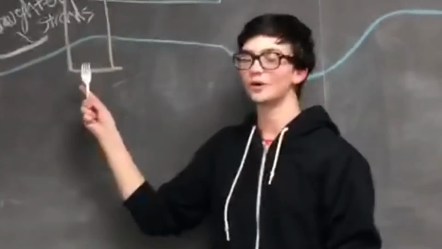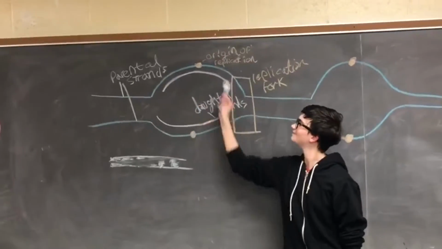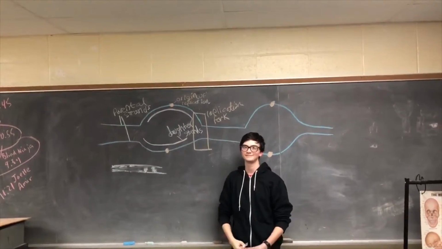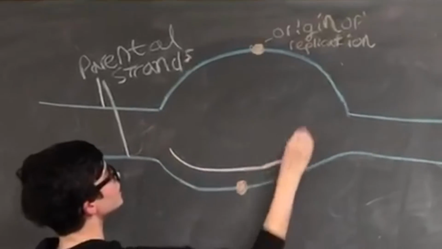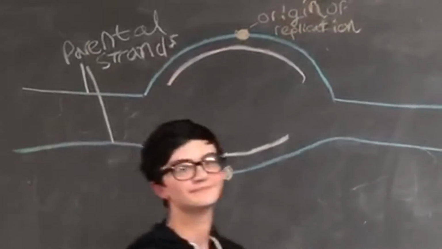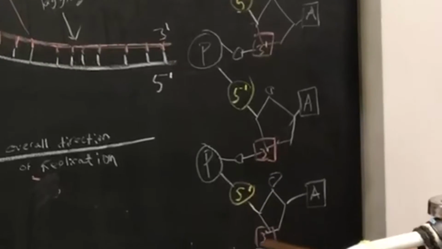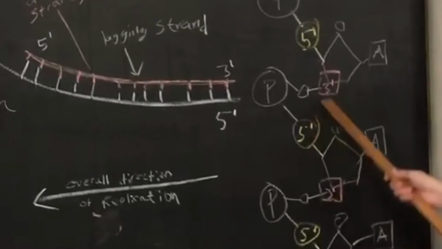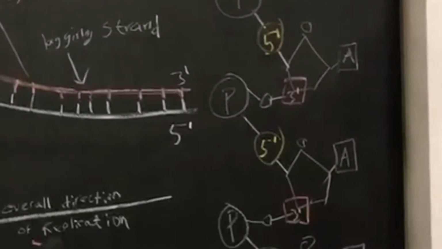The replication fork is the Y-shaped area on the ends of replication bubbles. Now the parental strands are going to serve as templates for the new daughter strands. DNA replicates from the 5th carbon to the 3rd carbon because nucleotides can only be added to the free 3rd carbon end of DNA. This is also known as the 5' to 3' direction.